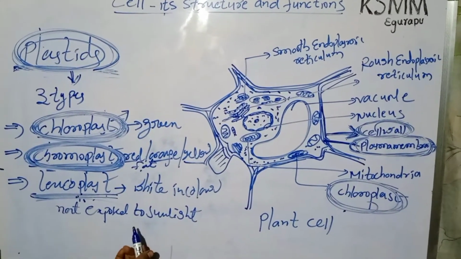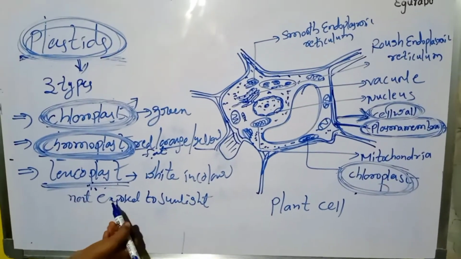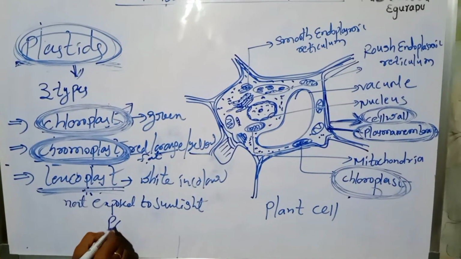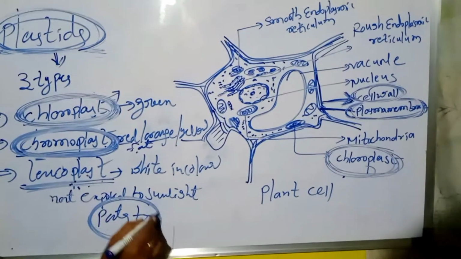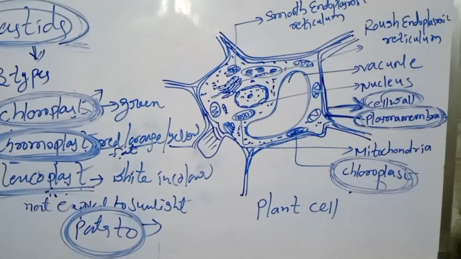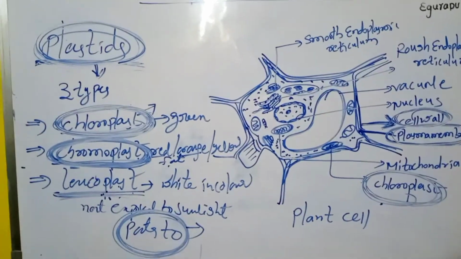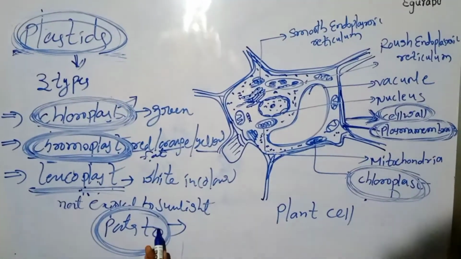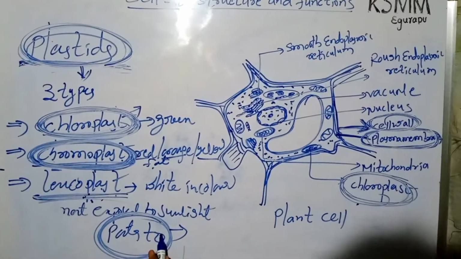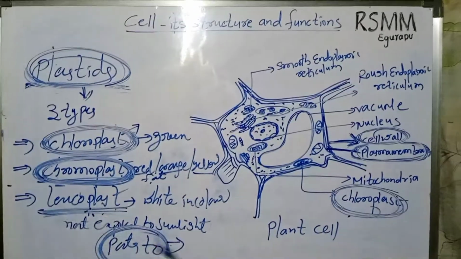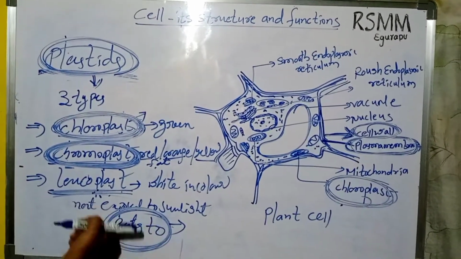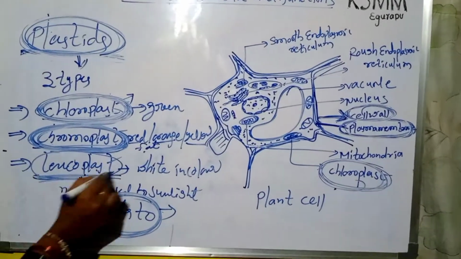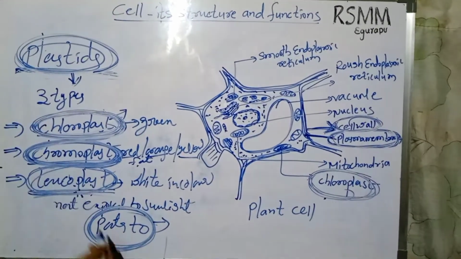Plastids which are not exposed to sunlight, we can observe this in potato. If we open a potato, it is white in color, now children. So in potato, leucoplast is present. This type of plastid is present in the cells of seeds, tubers and roots. We can observe leucoplast in tubers and roots.